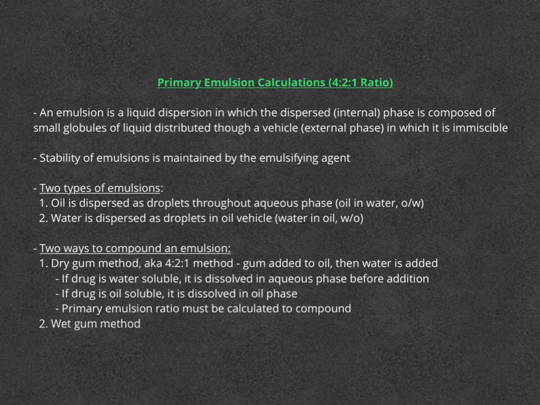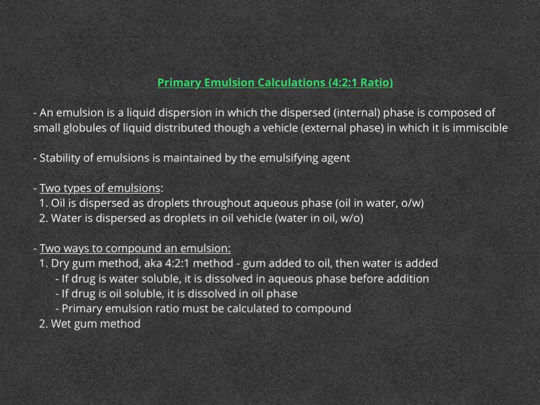Generally, there's two types of emulsions. The first type is an oil-based emulsion. That's where the oil is dispersed as droplets throughout the aqueous phase, and we call this oil and water, or O/W. The second type is water that is dispersed as droplets in an oil vehicle, and we call this water and oil, or W/O.